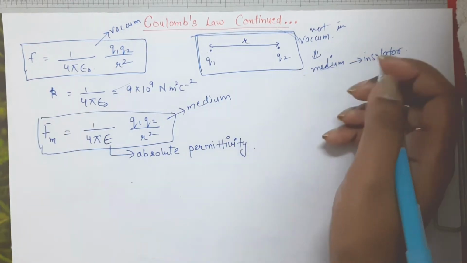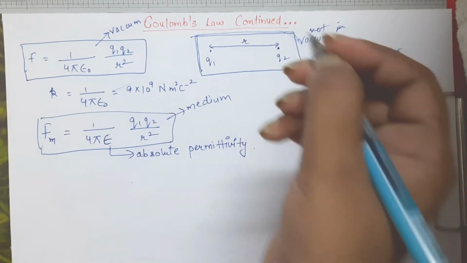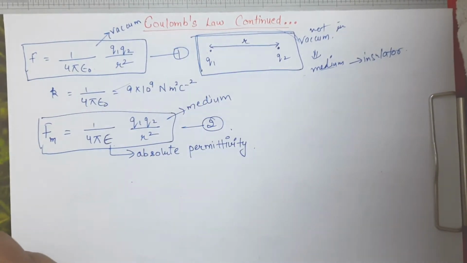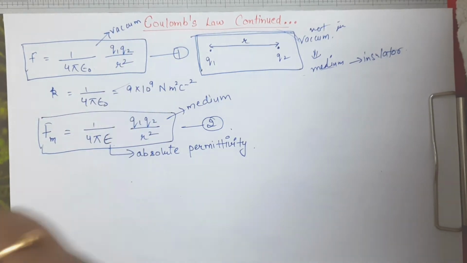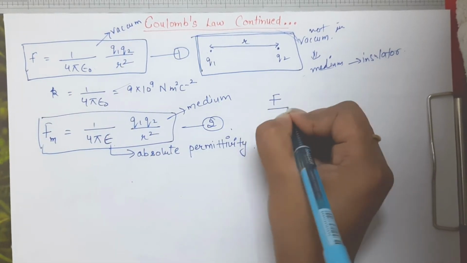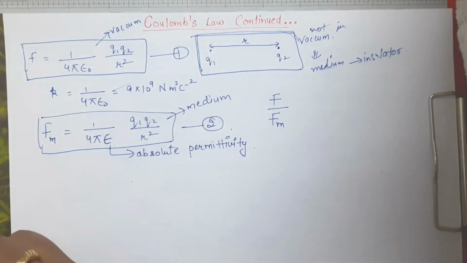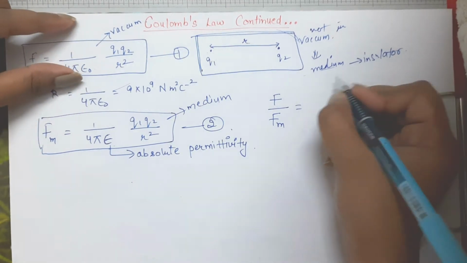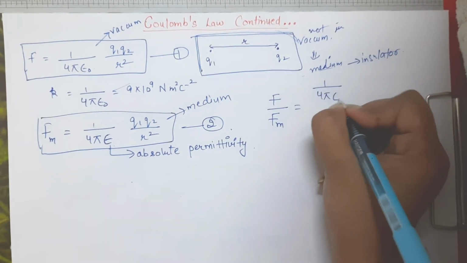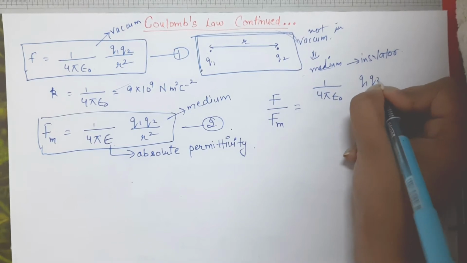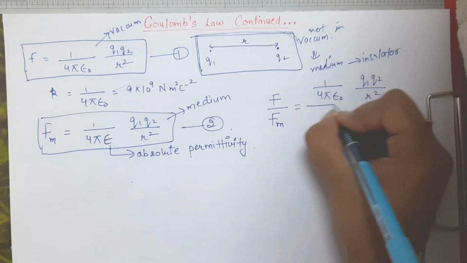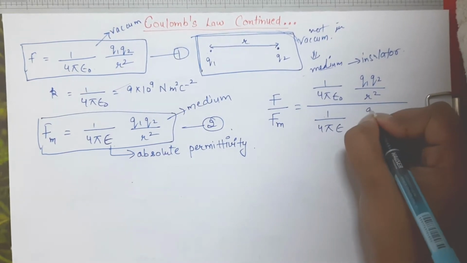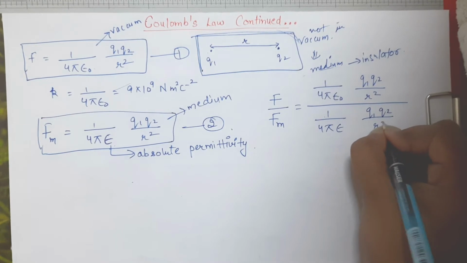Okay, now one thing which we are going to discuss now is that, suppose this is equation 1 and this is equation 2. Now I'm going to divide these two equations. I'm going to take F upon Fm, right? So what will it be? F is this one, 1 by 4 pi epsilon naught Q1 Q2 by r square, whole divided by Fm, that is 1 by 4 pi epsilon Q1 Q2 by r square.